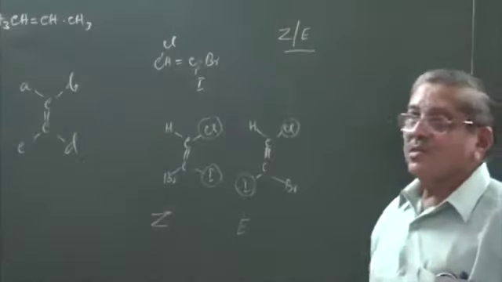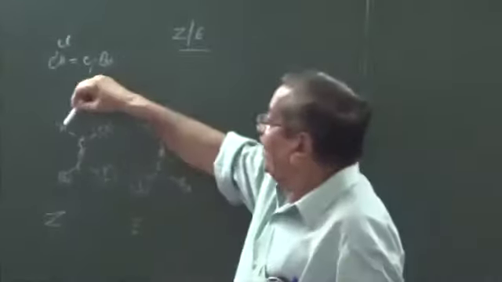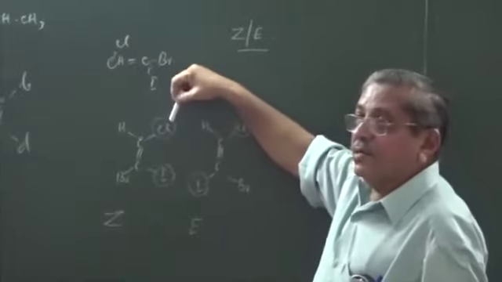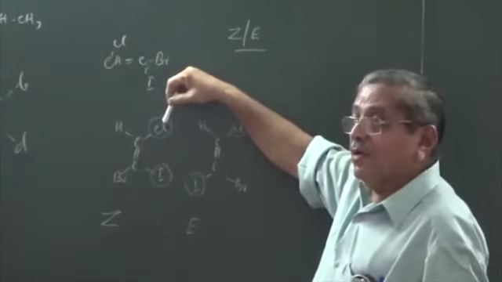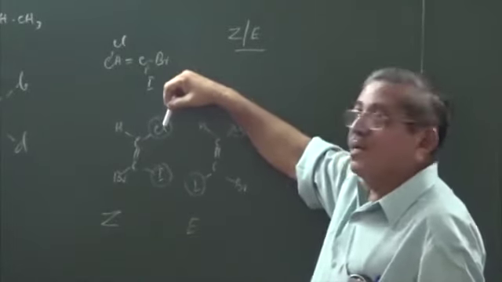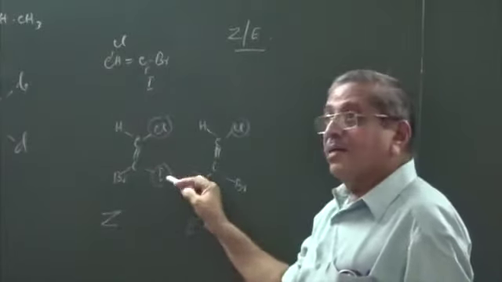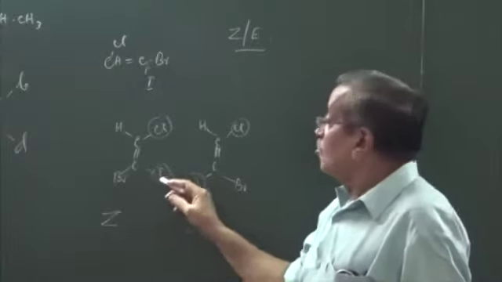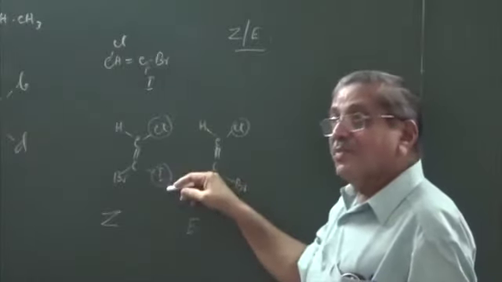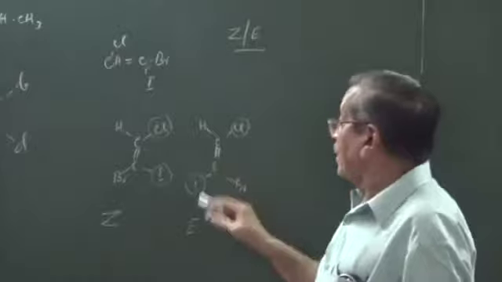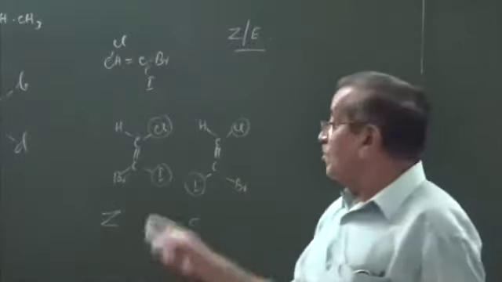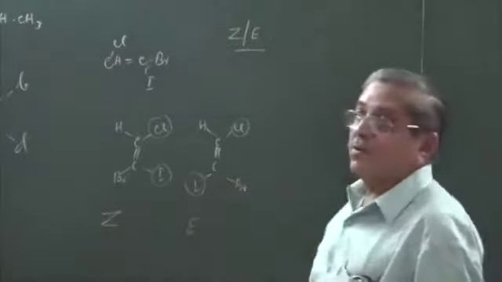This is what I am just explaining to you. Between H and Cl, Cl is of higher priority. The priority depends on the atomic mass. So Cl is of higher priority than H. Similarly, between Br and I, I is of higher priority. If the higher priority groups are on the same side, it is the Z form. If they are on opposite sides, it is the E form. So this is the Z form of that compound, and that is the E form of that compound.